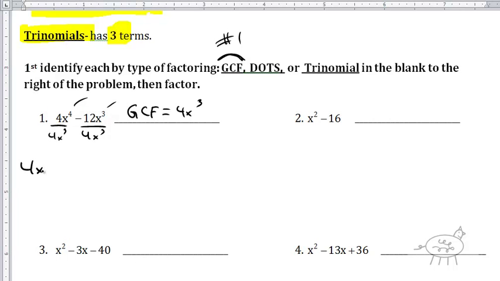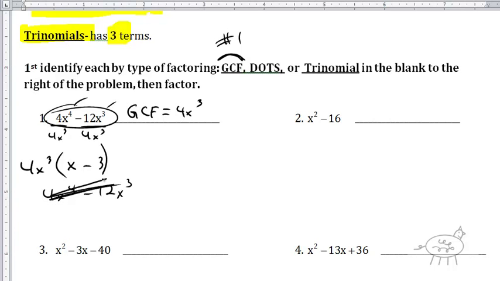So then you get 4x cubed, and then parentheses: you divide that out, you just get x, and you divide that out, and you get minus 3. And that's it factored. If you ever wanted to check it, you could distribute that out. 4x cubed times x is 4x to the 4th. 4x cubed times negative 3 is minus 12x cubed, and you have your original problem. It's just a way to check it.